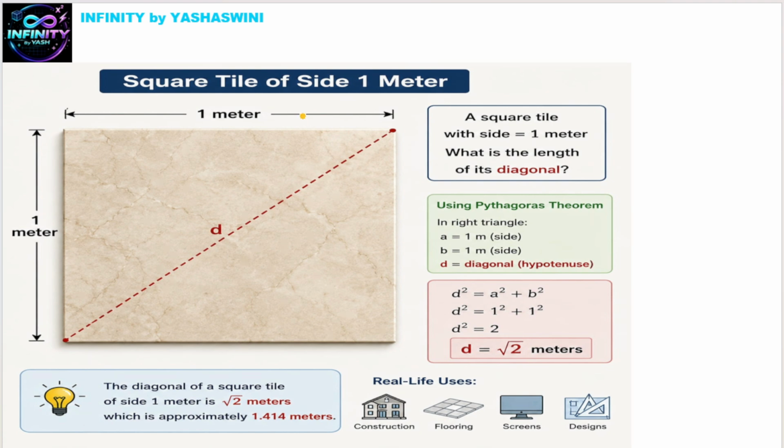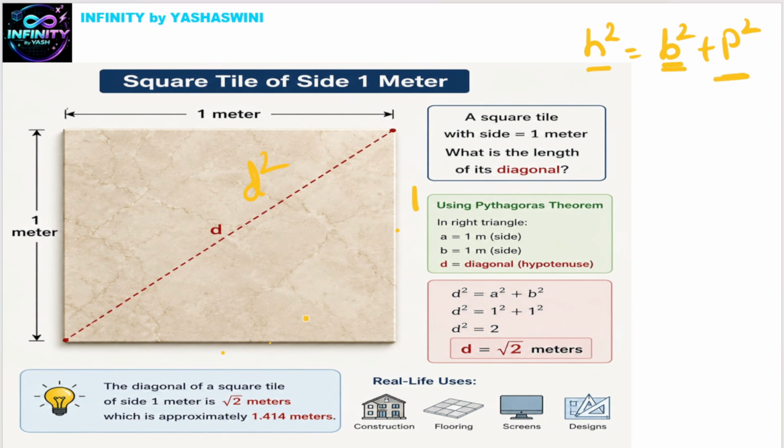See here, there is a square tile of side 1 meter. We know the Pythagoras theorem. According to the Pythagoras theorem, the hypotenuse square is equal to the sum of the squares of the other two sides. Or we can say h square is equal to b square plus p square, that is base square and perpendicular square.